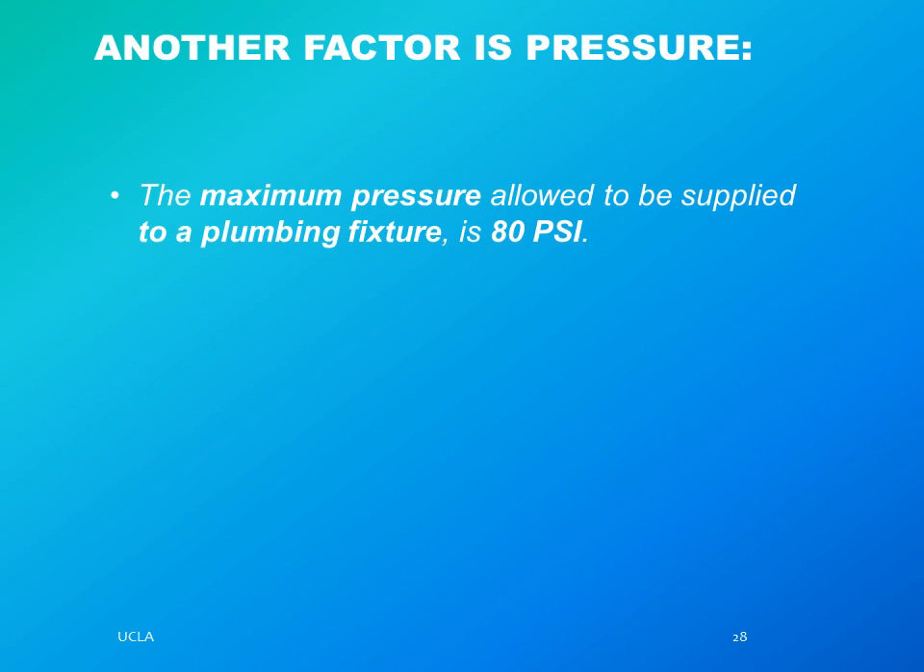Another factor is pressure. Well, it's all about pressure, really. The maximum pressure allowed to be supplied to a plumbing fixture is generally 80 psi by most codes. Some codes allow more than that, but usually 80 psi is the maximum, and for good reason. The fixtures were probably designed for something more in the neighborhood of 120 psi maximum, but 80 psi is our maximum pressure allowed to a plumbing fixture.